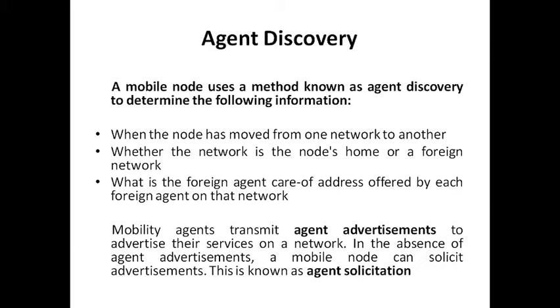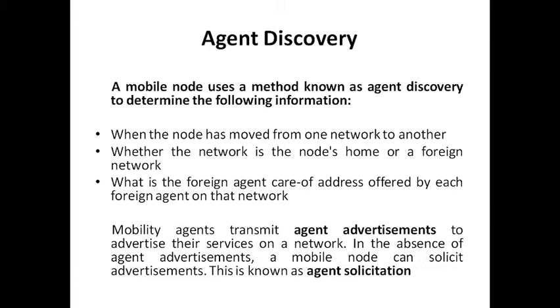So what about this agent discovery? What is this actually? Once a mobile node moves out of the home network, it has to discover where the foreign agent is. How does the mobile node know? It gives the following information. We will read this out: a mobile node uses a method known as agent discovery to determine this information.